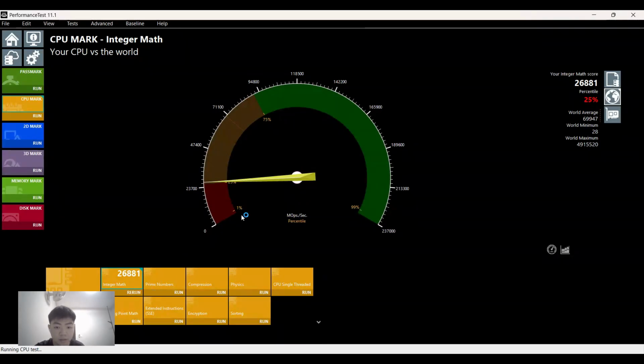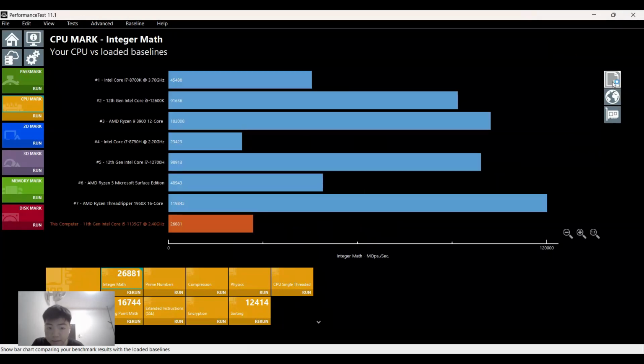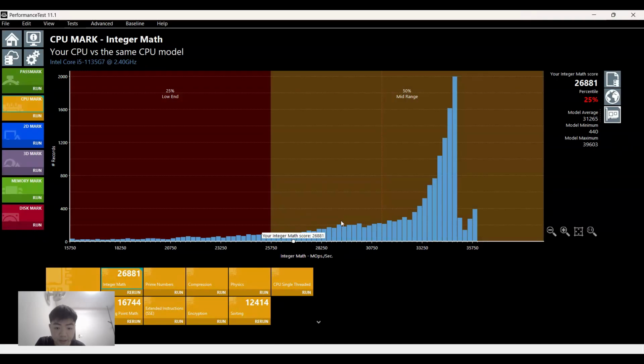Floating point done. And finally, we have sorting. Right, so once the test finishes, let's look at the text right inside the tile, which is here. And this is the graph of it.